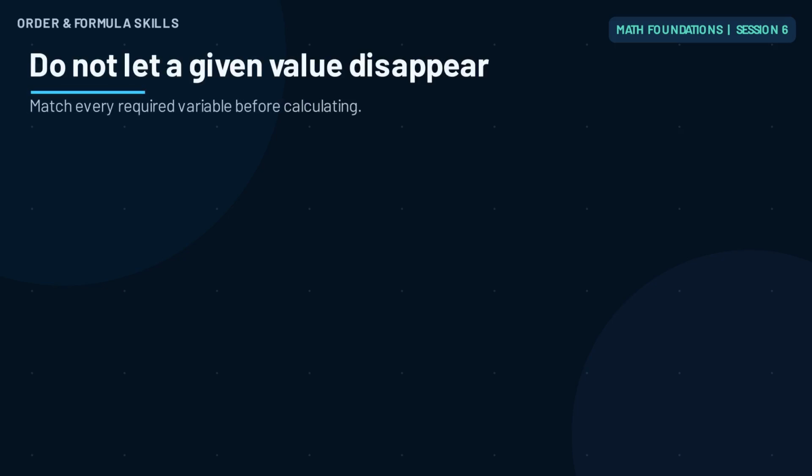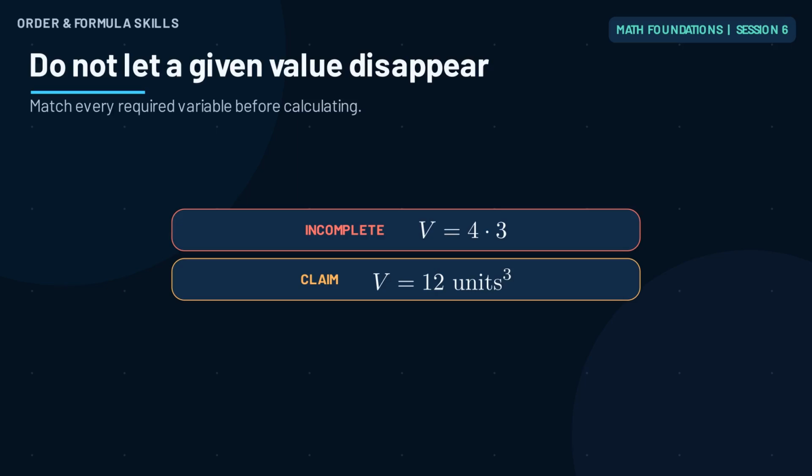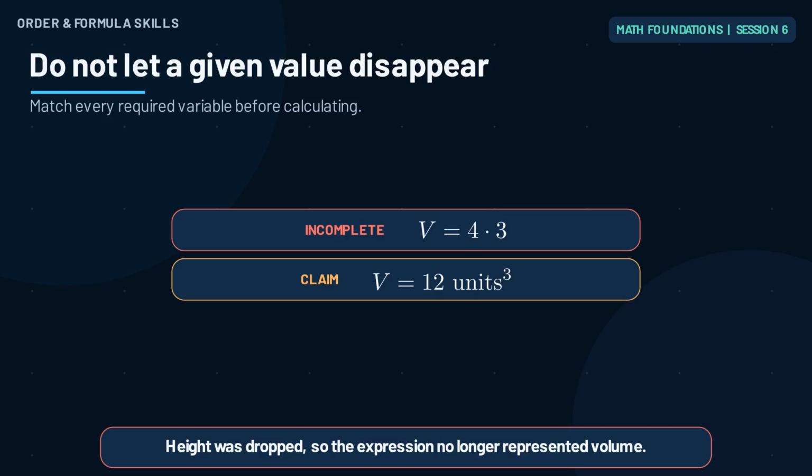A believable formula error often begins when one given value disappears. Suppose a box has length 4, width 3, and height 2, but the work begins with volume equals 4 times 3. That line produces 12 cubic units, yet it used only 2 dimensions. The height factor was dropped during substitution, so the expression no longer represents volume.